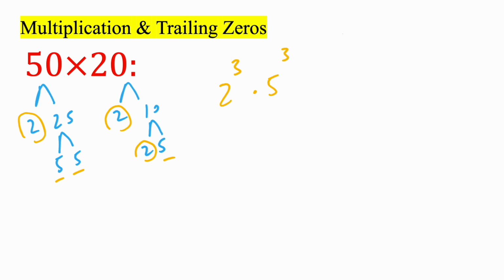And so the way that we can get 10 by multiplication with prime numbers would be 2 times 5. For example, 10 isn't a prime number. You can break down 10 into 2 and 5. And so the only way to get 10 is by 2 times 5. So how many pairs of 2 and 5 do you have? Well, in this case, we have 3 pairs. And that's why we know we have 3 trailing zeros.